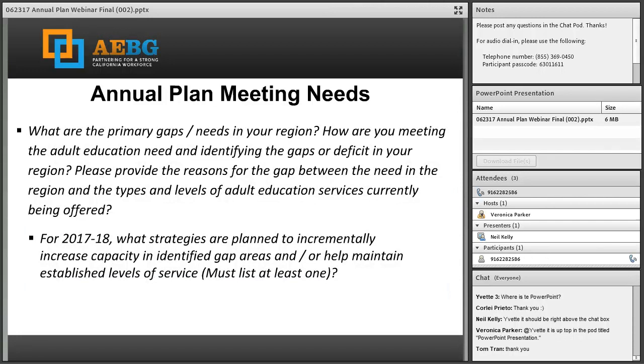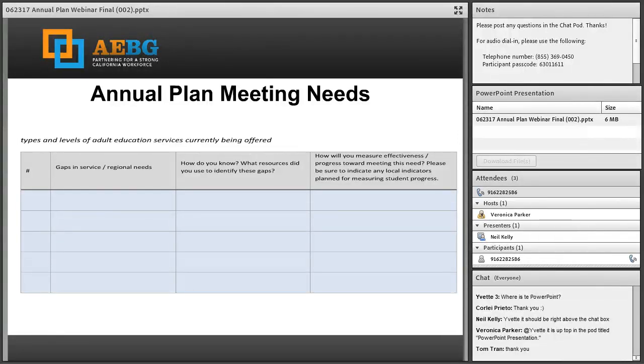So for the first question related to what are the primary gaps and needs in adult ed, there is a table that you're supposed to complete, and I think these might be self-populated from the prior year. I'll refer to Greg on that one. But they'll list the top 5 strategies that address gaps in service. Then you will go in and explain how you knew. What resources did you use to identify these gaps? Did you survey? Did you use data?